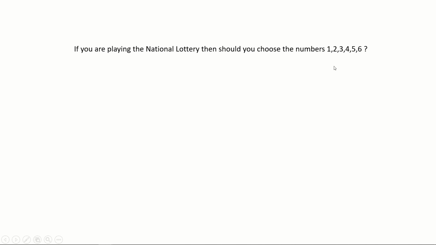And the reason you shouldn't play them is lots of people do. Lots of people play these numbers, which means if you win, you're going to be sharing the prize with a lot of people. So it's a little bit of a trick. Well done if you said, why not? You should choose them because the probability is the same. Well done, you understand the probability, but the real life factor of humans changes some things there.